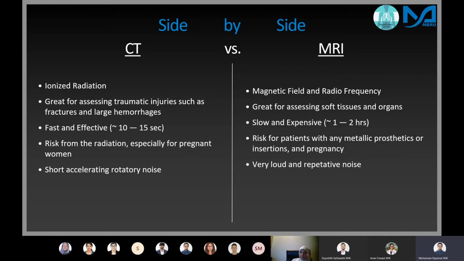And then an MRI, we said, is a magnetic field interrupted by radio frequencies. And it's a lot more defined and precise at picking up soft tissue and organs. But the downside is that it's very slow and it's very expensive, and it could take 2 to 3 hours. And any patient with a metallic insertion would just not be allowed in there. And pregnancy could also be a downside.